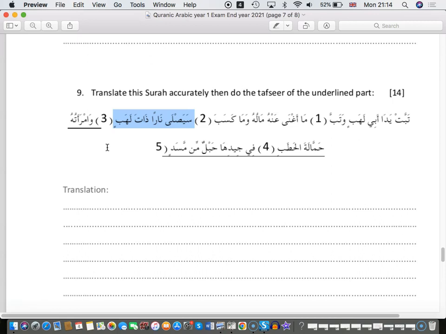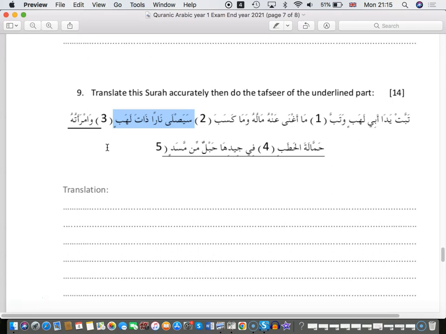Possesses what? Flames. Yeah, what's your name? MashaAllah. Lahab. I thought you were going to say Lahab. Lahab, Abu Lahab. Remember it there.